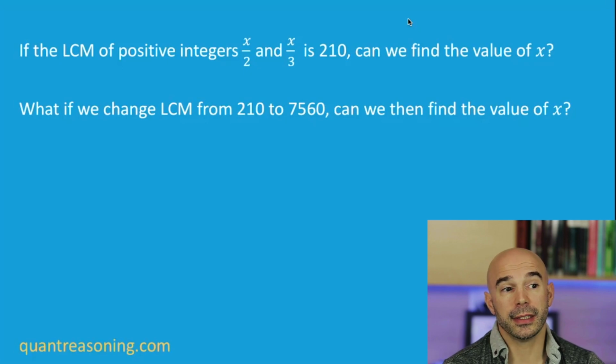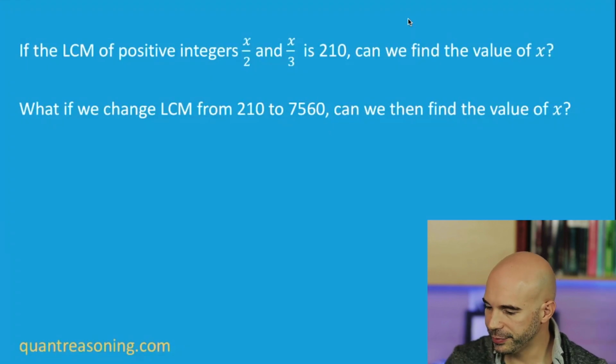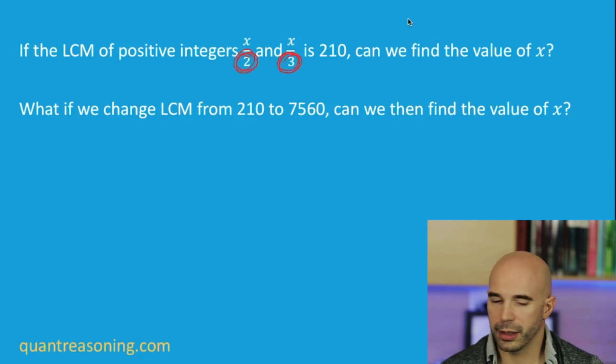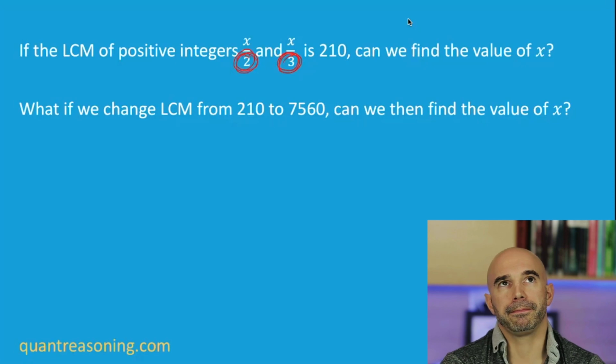It's for the same reason that in the original question, x was exactly 210. And what is the important point here? It's that 2 and 3 have nothing in common. Their GCF is 1. So these are distinct prime numbers with no commonality.